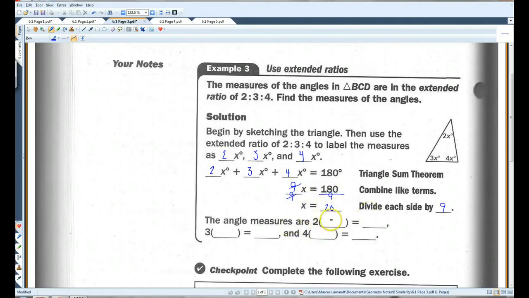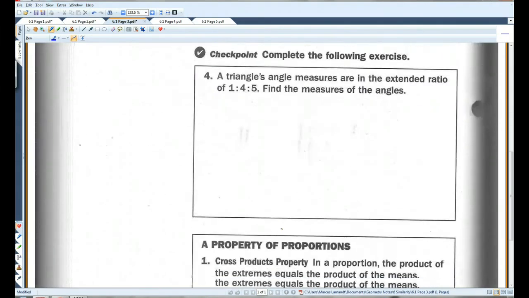So the angle measures are 2 times 20, which is 40. 3 times 20, which is 60. And 4 times 20, which is 80. And these are all degrees. Alright, I'll let you guys do the checkpoint.